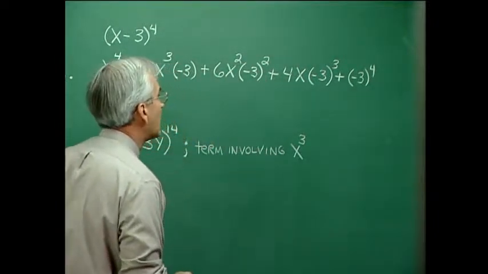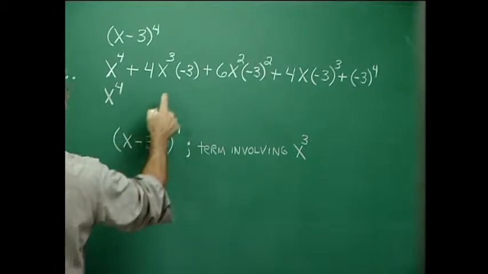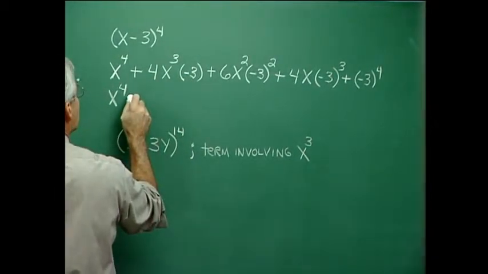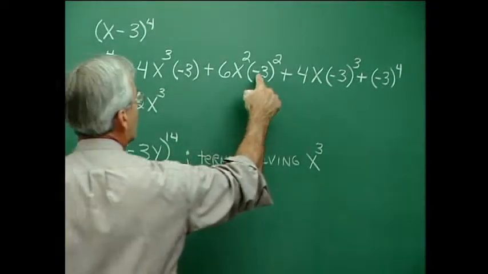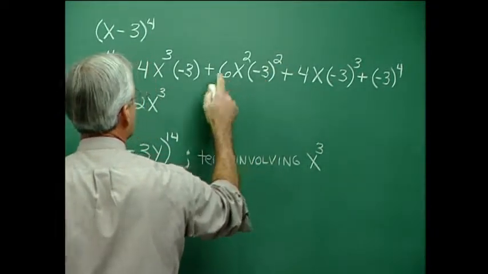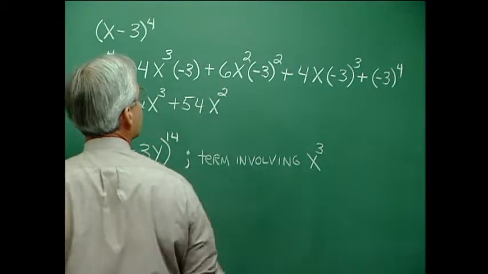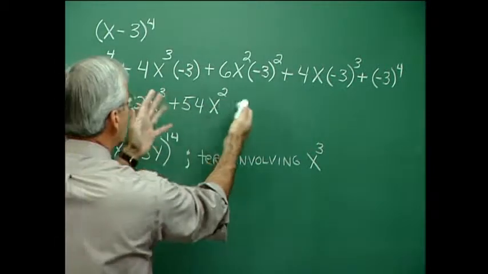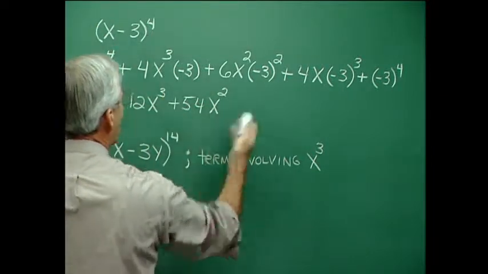Okay, let's come back and clean up a little bit. We have x to the 4th here. We have negative 3 times 4 is negative 12 x cubed. And then negative 3 squared is 9 times 6 is 54 x squared. Now notice no y here. There's no second letter involved here. There wasn't to begin with. There won't be down here either.